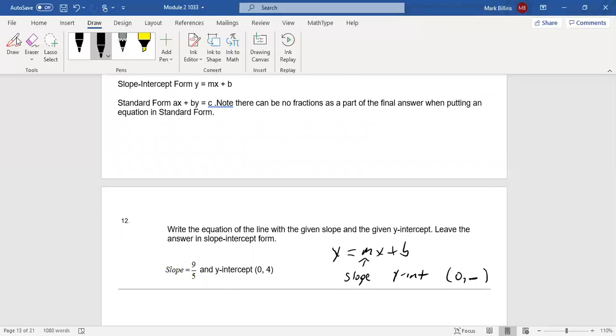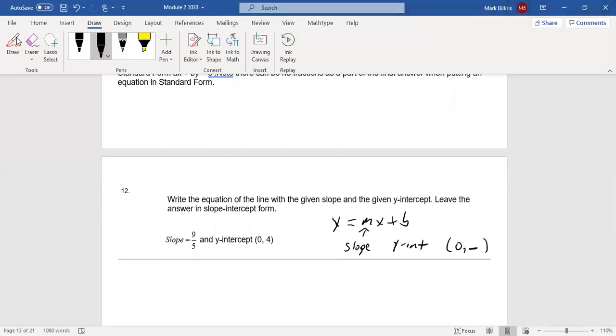And remember, y-intercept means the point is 0, comma, and some number representing y. So in this case, they're giving us the slope and the y-intercept. So there's no steps that we need to take. We can go straight into the answer. So our answer to this problem is simply y equals 9/5 x plus 4.